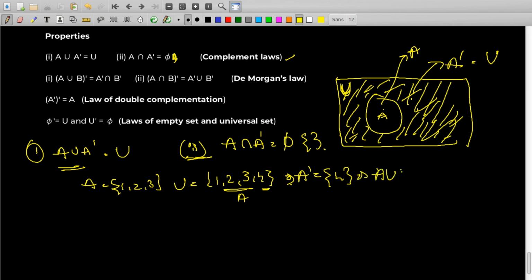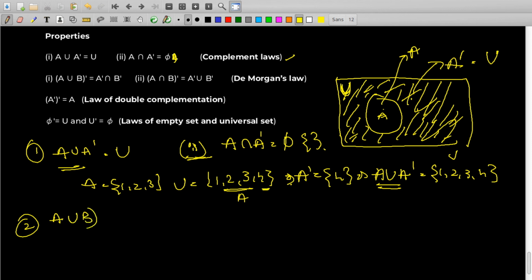So what will be the union of A and A dash? It will be 1, 2, 3, which is there in A, and we'll have 4 as well, which is there in A dash, right? So that is A union A dash, and this is the universal set, obviously, which you can see here, right? So that was the first law. Then coming to the second one, you have De Morgan's law, which is really important.